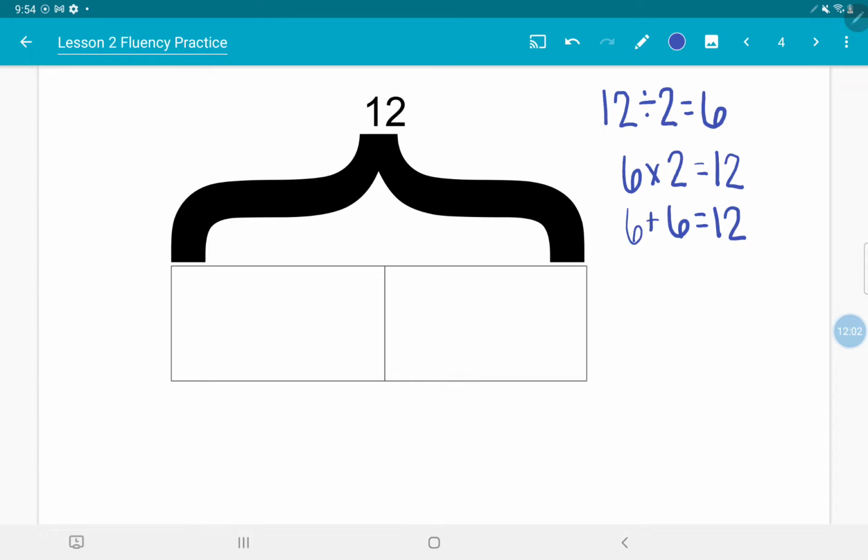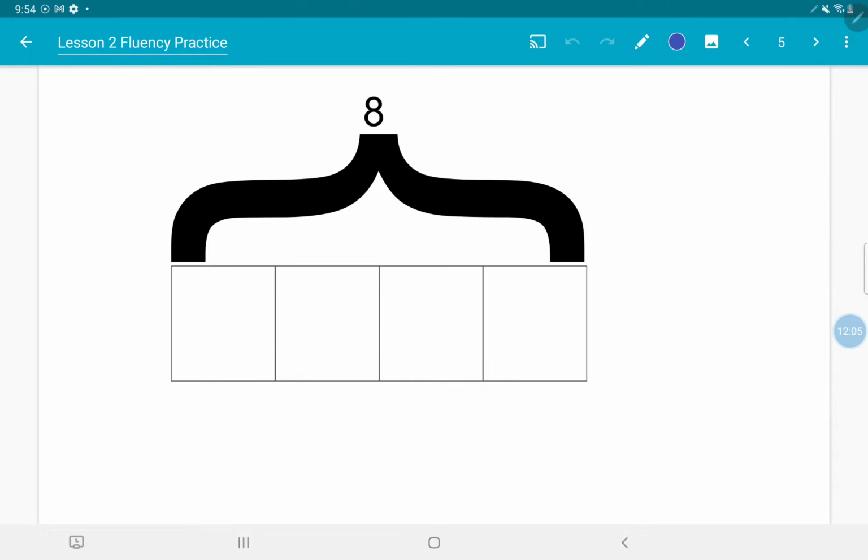Okay, here's your next one. Cash, what's the division? 8 divided by 4 equals 2. My total is 8 underneath the bracket. It's split into 4 equal pieces. And so we know 8 divided by 4 is equal to 2.